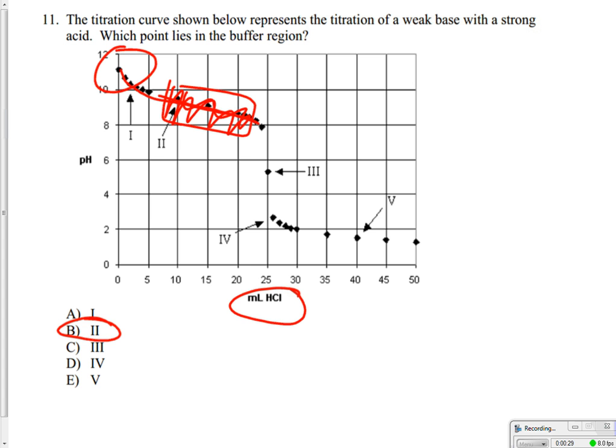Halfway to equivalence, on a weak base, pOH is equal to pKb, and then the equivalence point, if you notice, on a weak base titration is going to be below 7. That would be a key thing that would help you on the test as well tomorrow.